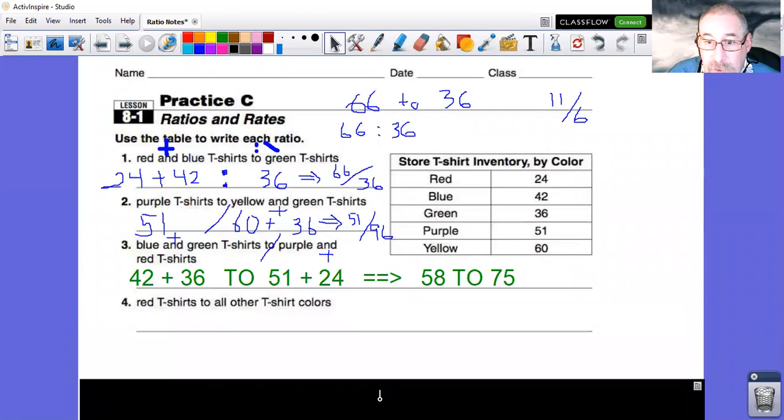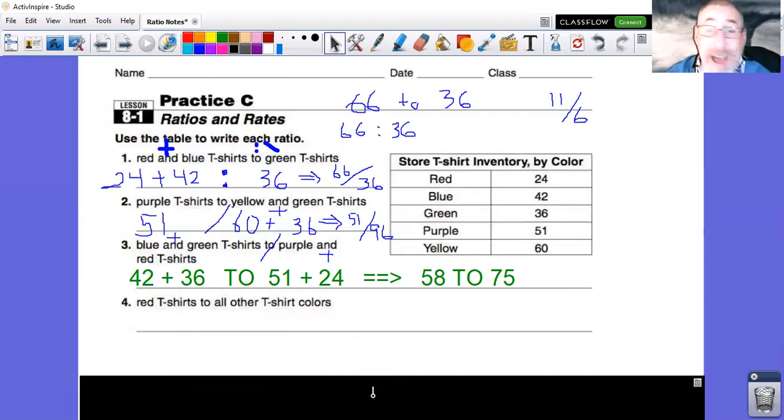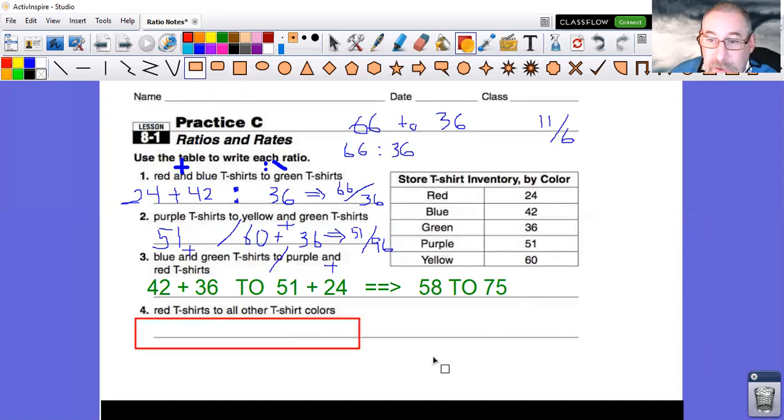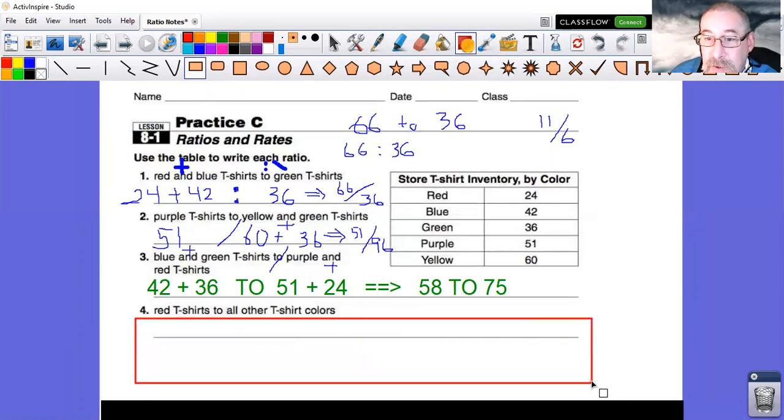And we have one last one on this page. I'm not going to do this one for you. You get to do this one. So you need to put your answer and show your work right there.